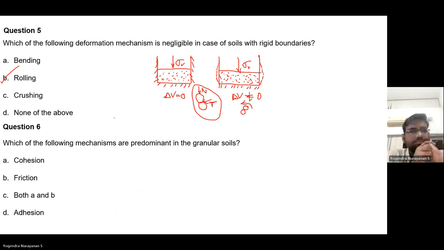And question six: which of the following mechanisms is predominant in granular soils? Option A, cohesion. Option B, friction. Option C, both. Option D, adhesion.